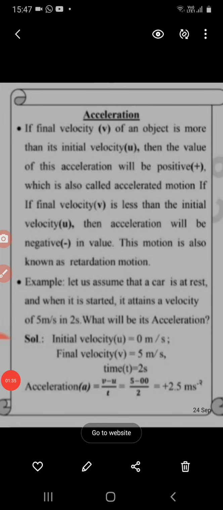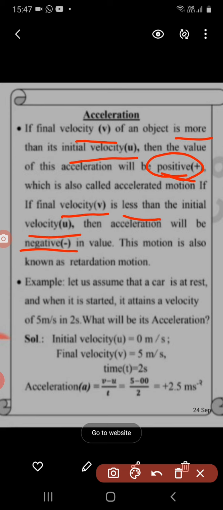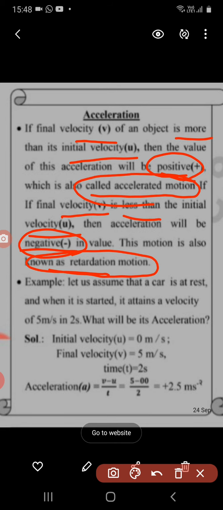So the acceleration value can be positive or it can be negative. It will be positive if final velocity v is more than initial velocity, then the value of acceleration is positive, and if the final velocity v is less than u, then its value will be negative, and this type of motion is called retarded motion. When the value of acceleration is negative, then it is retarded motion, and when the value of acceleration is positive, then it is called accelerated motion.